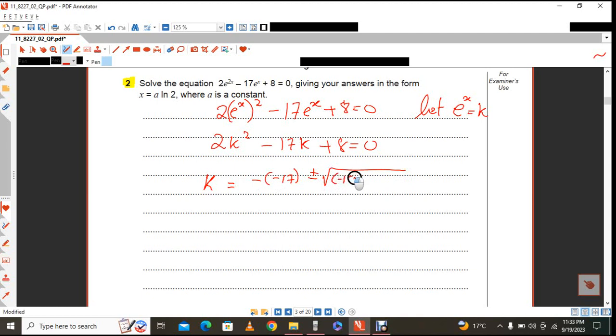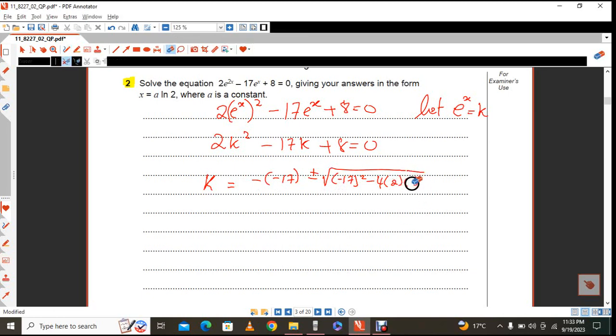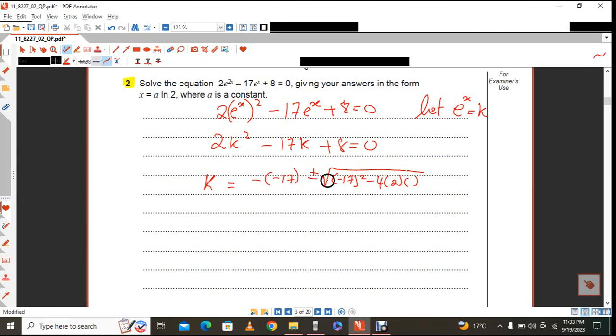So this is going to be something that involves you to use your calculator. Just do the correct substitutions in here. So this one here will be 8, and everything should be over 2 times 2. Because remember, for an AS level student, you should be identifying your A as 2, your B value as negative 17, and the C value as 8. Okay, and then you just substitute it in there.